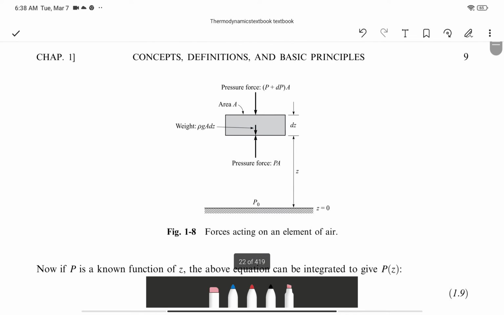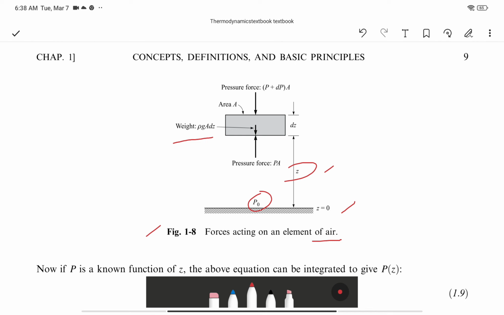So here is the figure. Figure 1-8, forces acting on an element of air. So suppose you have here this element here. Okay, you have a force. It is elevated at Z. This is your ground. Z is equal to 0. Pressure here is 0. So this one is lifted up with Z.